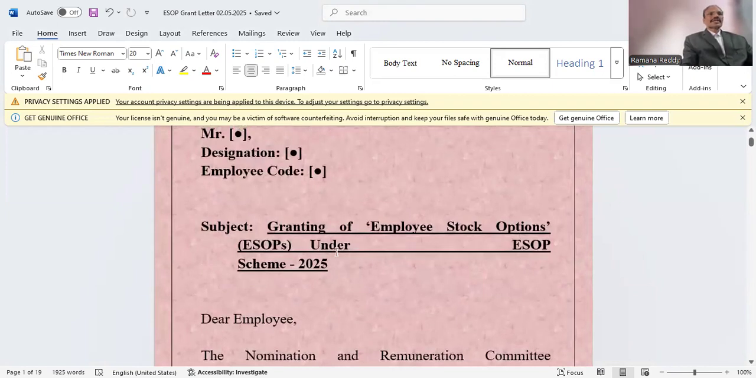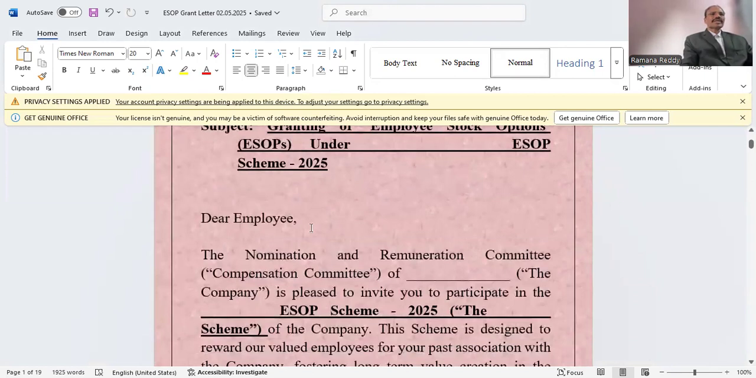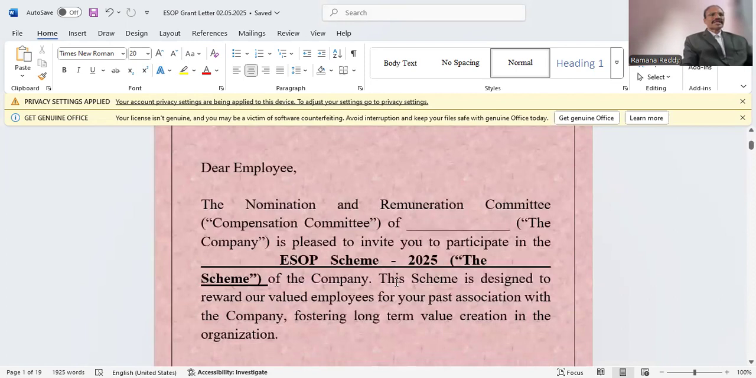Then the subject: granting of employee stock options under the dash ESOP scheme. We will keep one name, like 2025 ESOP scheme. Any name you can keep. So, dear employee, the nomination and remuneration committee, which is designated as a compensation committee, is mandatory. The NRC, nomination and remuneration committee, compensation committee of so-and-so company, write your company name, is pleased to invite you to participate in so-and-so scheme, give the name. So this is the covering letter.